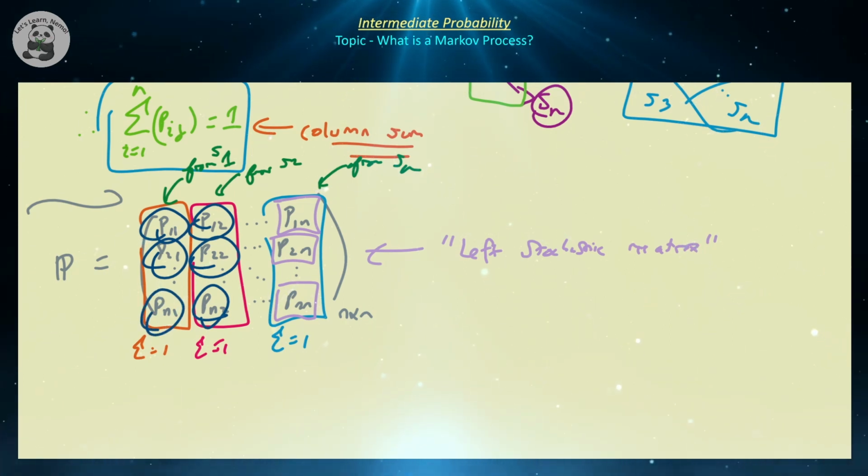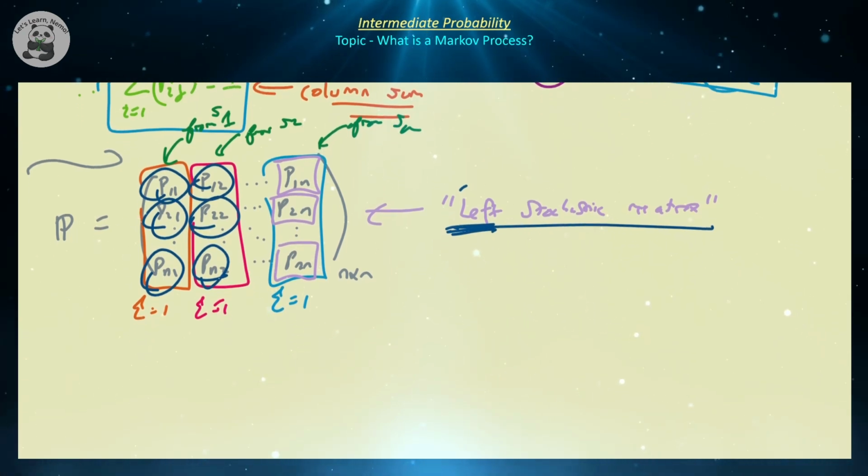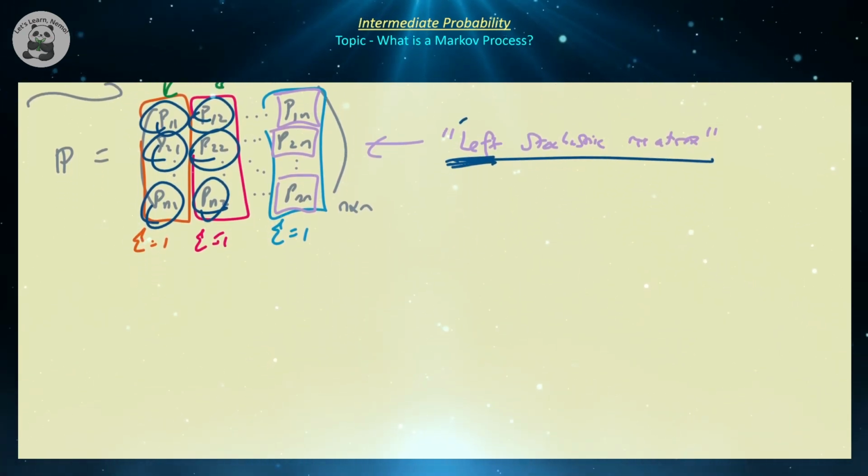So that's the left stochastic matrix perspective. And the reason why we call it left is because what we're looking at is practically on the left-hand side of our matrix, we have a bunch of columns which sum up to 1. So that's the convention. If you want the rows to sum to 1, that is usually called a right stochastic matrix, right?